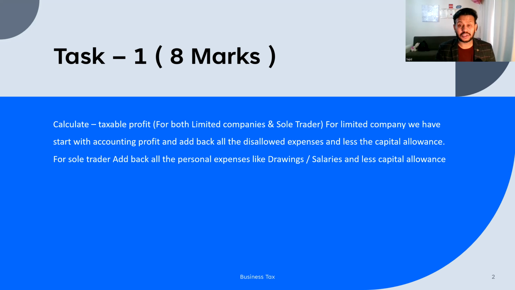For this 8 marks question, it is quite straightforward. All you have to do is start with the accounting profit, add back depreciation, add back all the disallowable expenditure, and take away the capital allowance, and you'll be fine.